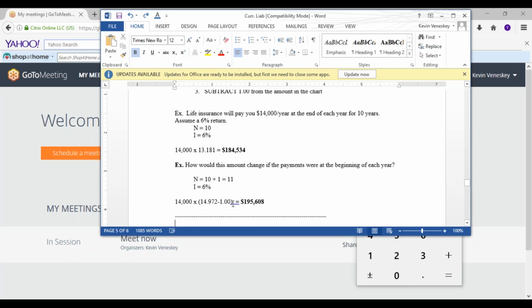When I look this up on the chart, you get 14.972. And then at that point, I want to subtract 1, so actually getting me down to 13.972. Take my 14,000 times 13.972. As you can see, getting money at the beginning of the cycle instead of the end does give me more money, because I have more money up front earning interest, therefore more money overall.